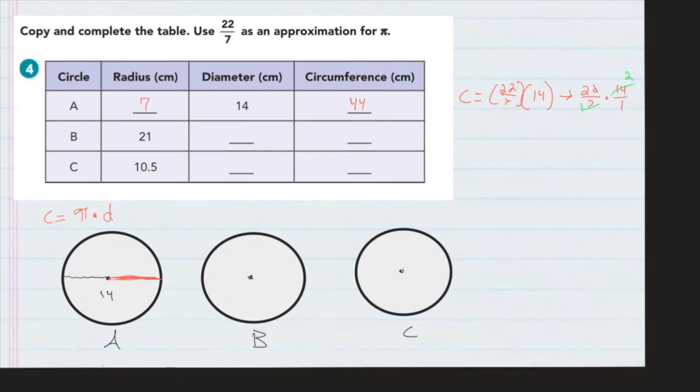Now for circle B, we're given the radius. So we know that the radius, which is from the center to the edge, is 21. That means that the diameter, if I were to make another radius, would be 21 plus 21, right? Or it's 2 times the radius. That means the diameter must be 42.